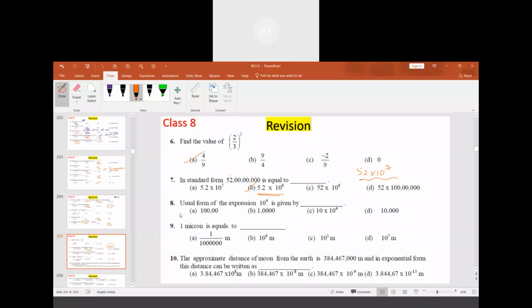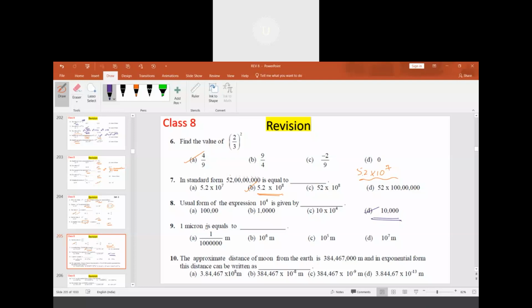The usual form of the expression 10 raised to the power of 4 is given by 10,000. Option D is correct. I was wrong here; I was thinking they made a mistake in writing the comma. They have given it purposely, to confuse them.